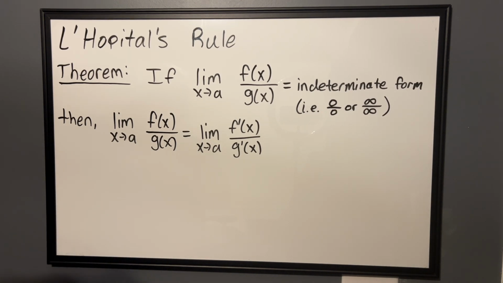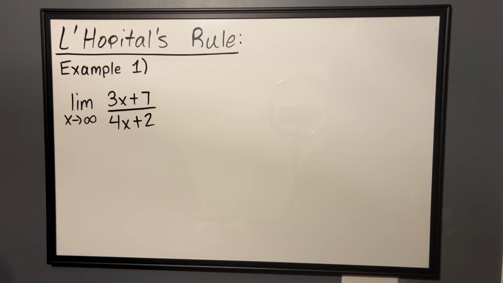So without further ado, we're going to go ahead and get into these 4 examples, starting pretty easy, but you'll see how useful it is automatically. So we'll go ahead and start with the first example right now. Okay, so here we have example 1. So this one is the limit as x approaches infinity of 3x plus 7 over 4x plus 2.